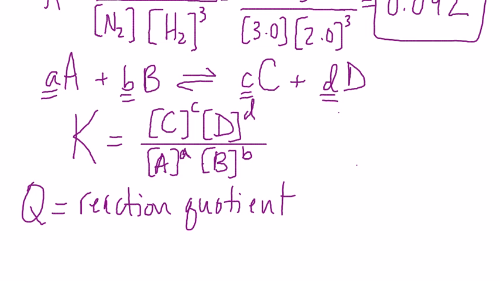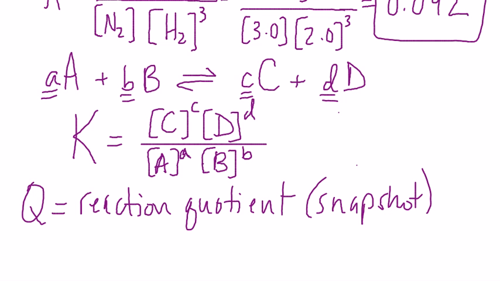It's calculated the same way as K, but Q is a snapshot of the reaction at any given time. This snapshot may be taken before chemical equilibrium has been reached. It's also possible that Q represents a snapshot taken at chemical equilibrium, and it can tell us which way the reaction needs to shift in order to achieve chemical equilibrium. So Q is calculated the same way K is calculated.